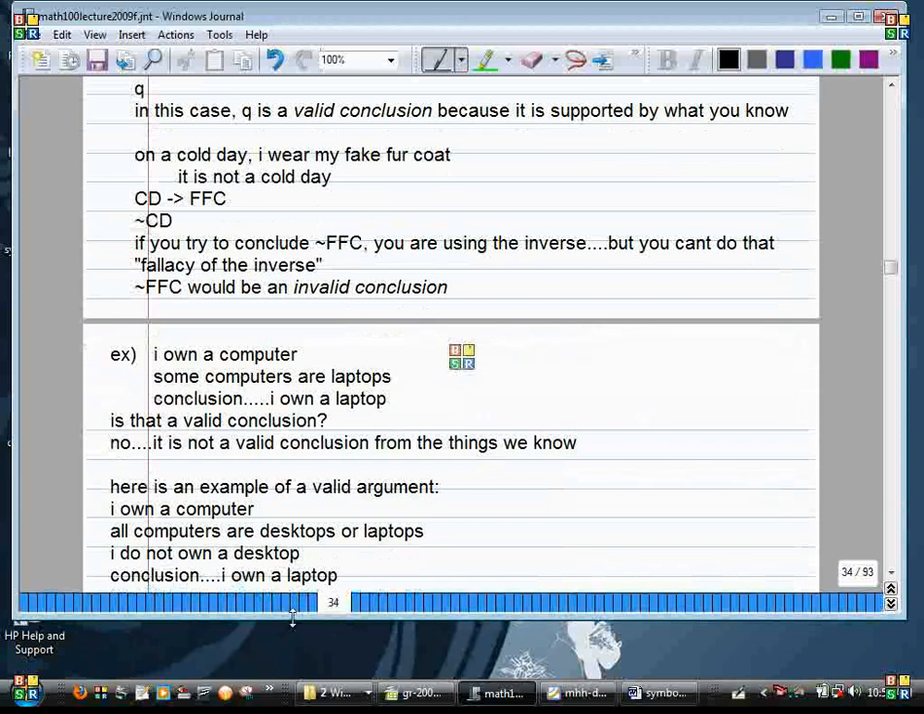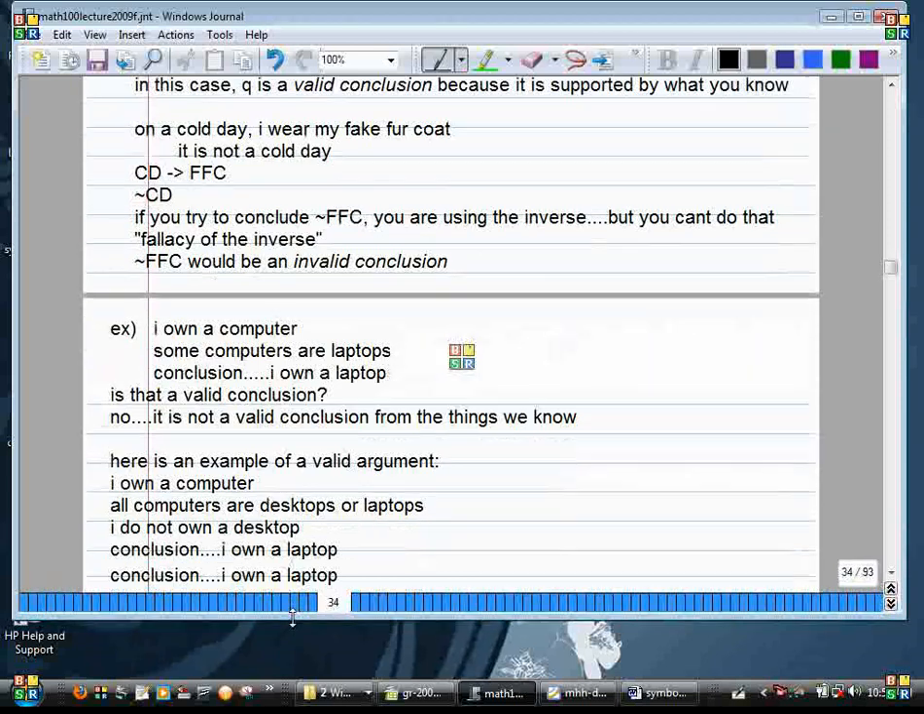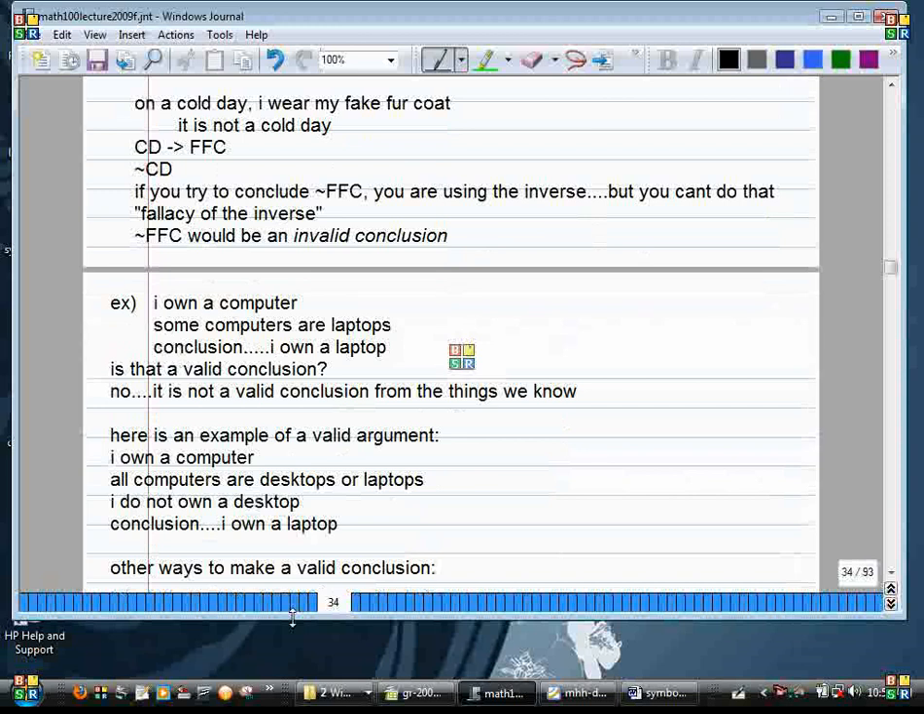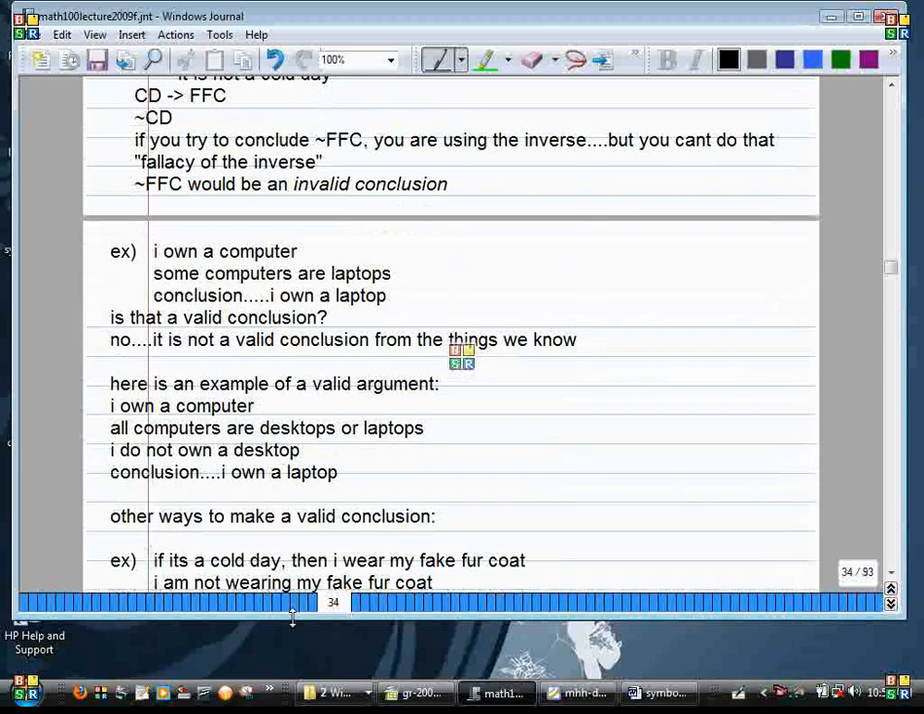Let's take a look at what would be a valid argument. I own a computer. All computers are desktops or laptops. I do not own a desktop. Conclusion: I own a laptop. Okay. So good. All right. So I think you have the basic idea, or you're starting to get the hang of applying this rigorous logic to analyzing these arguments. So let's take a look at some more things.